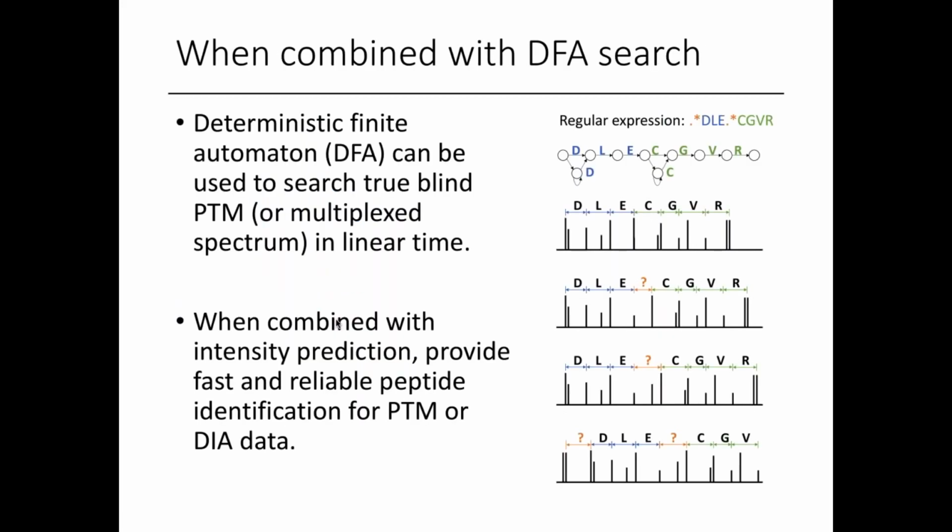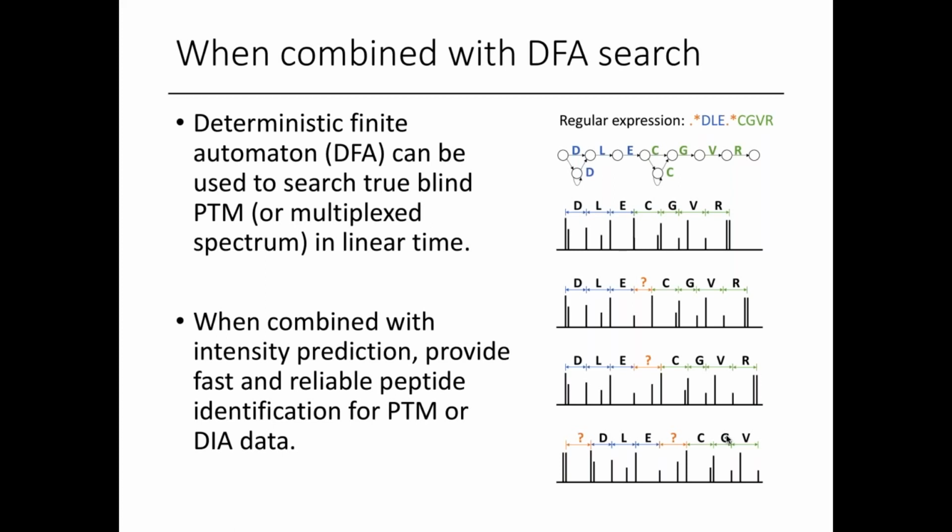So, for example, if we have a sequence that we know consists of a DLE and then CGVR, but we don't know if there's a PTM on the N terminus or C terminus, or if there's a PTM on the E here, I mean a true blind PTM search, then we can use a DFA like this, and this will give us our answer from a given spectrum in linear time instead of exponential time.